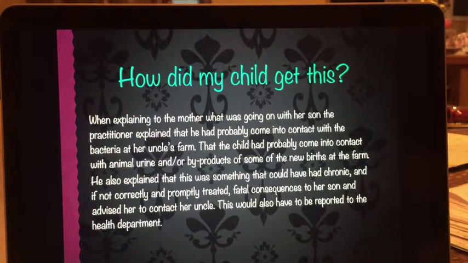So the mother, of course, needs to understand this. So how did my child get this? When explaining to the mother what was going on with her son, the practitioner explained that he had probably come into contact with the bacteria at the farm, with either animal urine or some of the byproducts of the births that had happened at the farm. He also explained that this could have become chronic, and if not correctly and promptly treated, it could have had fatal consequences for her son. And he advised her to contact her uncle, and that they would probably be contacting him as well, because they would have to report this to the health department.